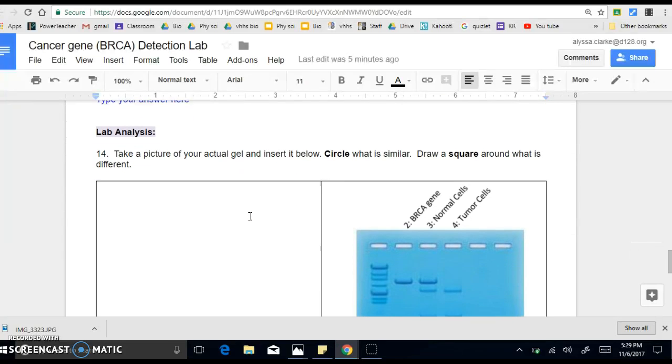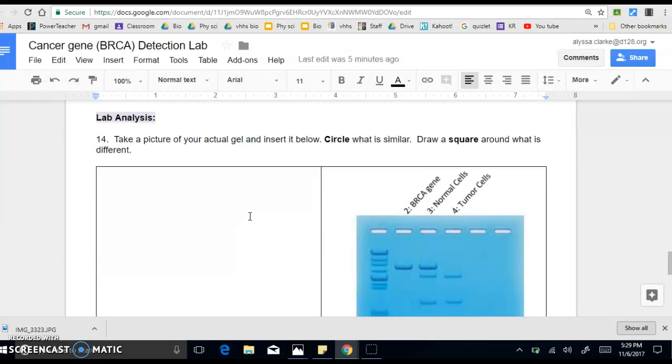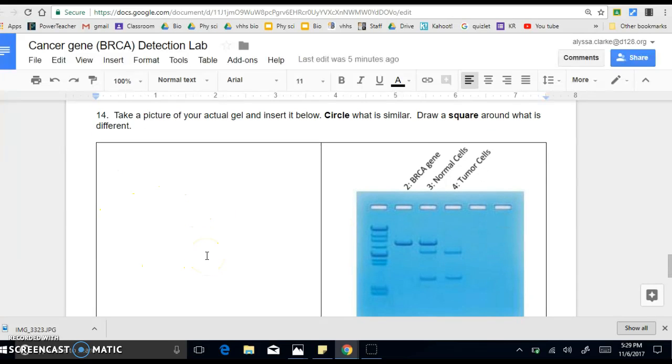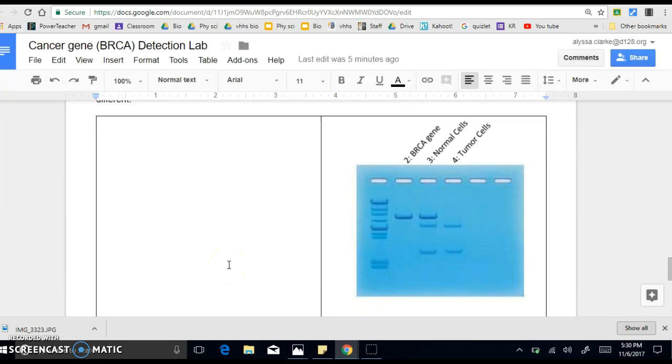Then you get to the lab analysis. Take your picture from yesterday's lab. Yes, I know that you might not have clear data. That's okay. Place your picture in this spot right here. Then, looking at both of these pictures, you're going to put a circle around things that might be similar between them and a square around things that might be different between your 2 gels. So some of you are going to have a lot of squares and not a lot of circles.